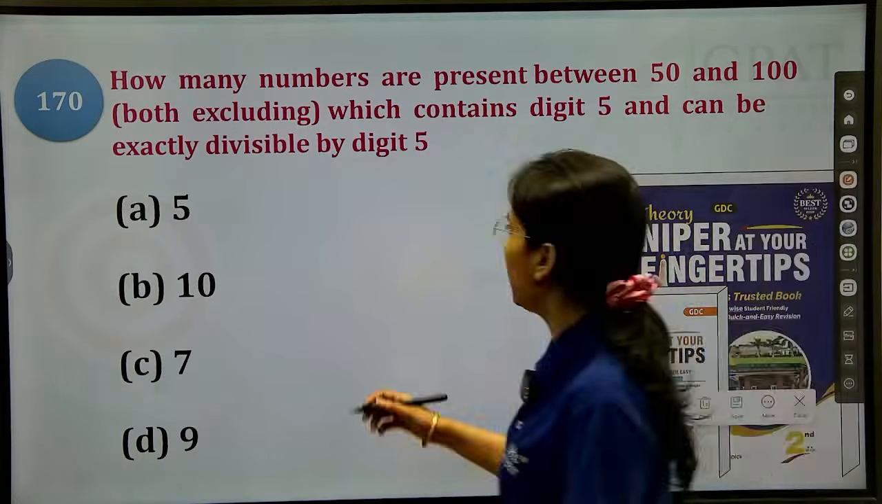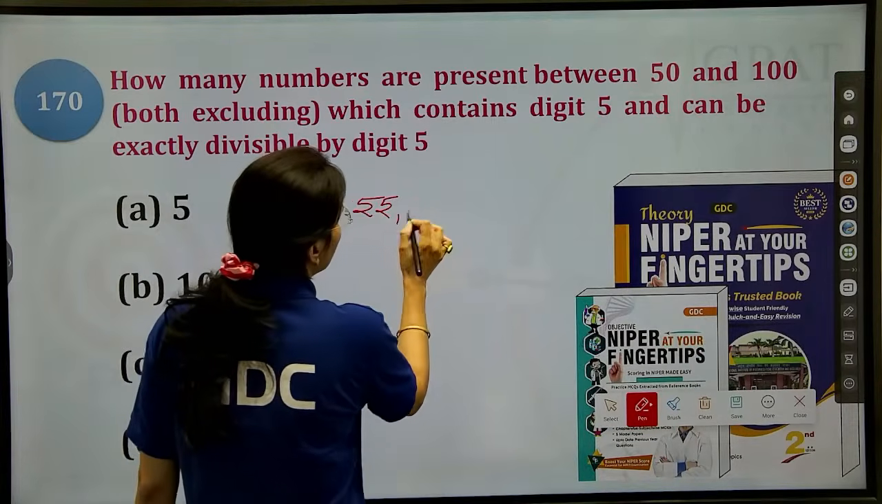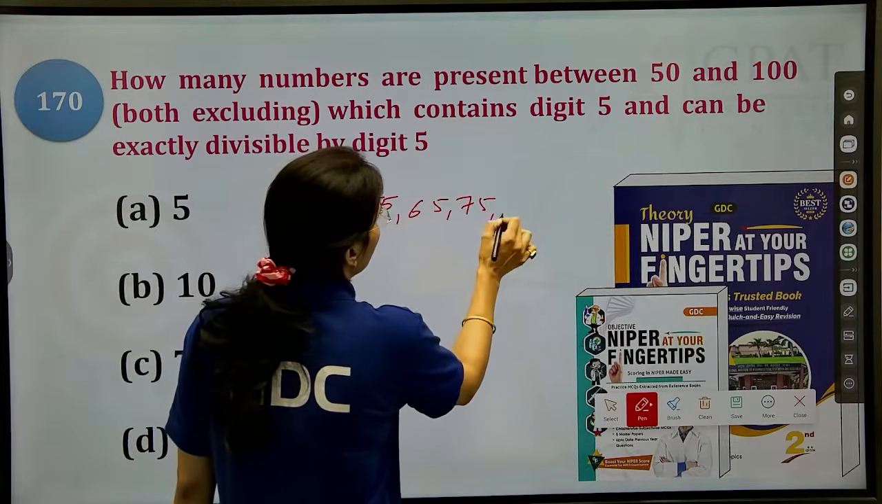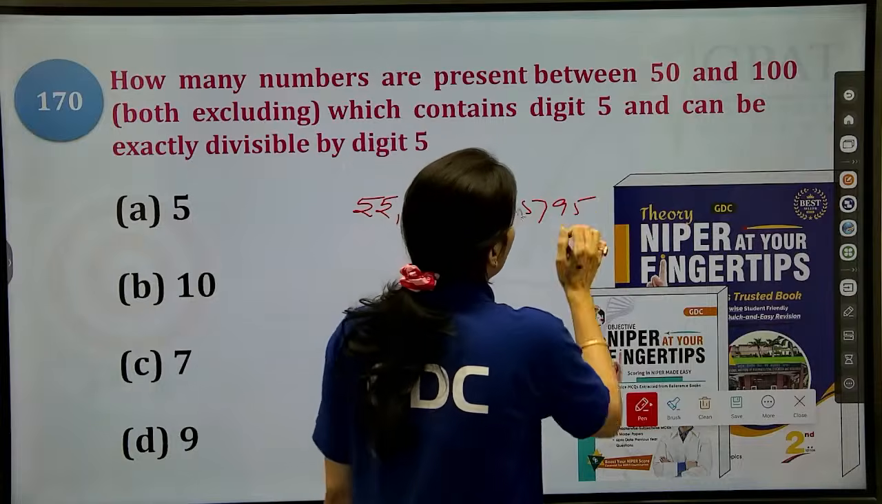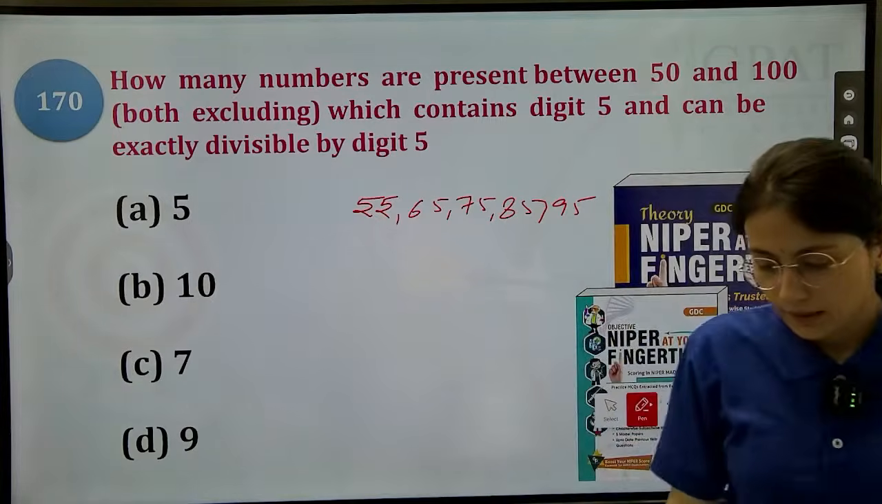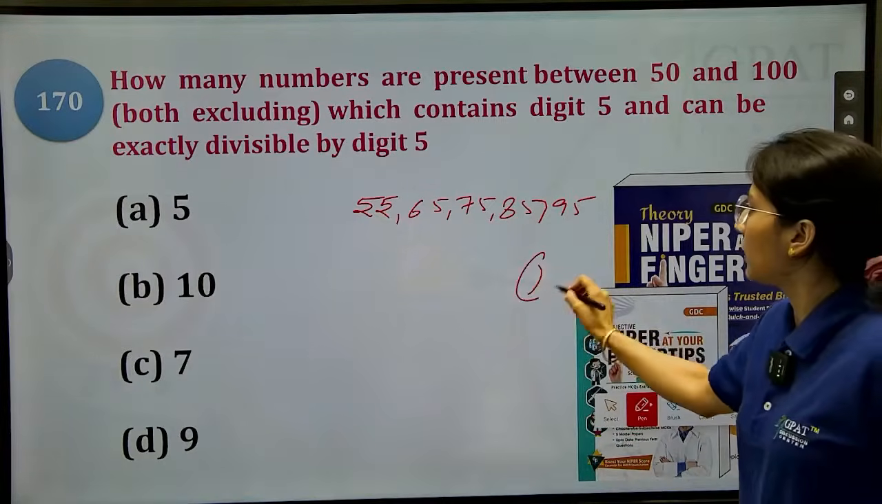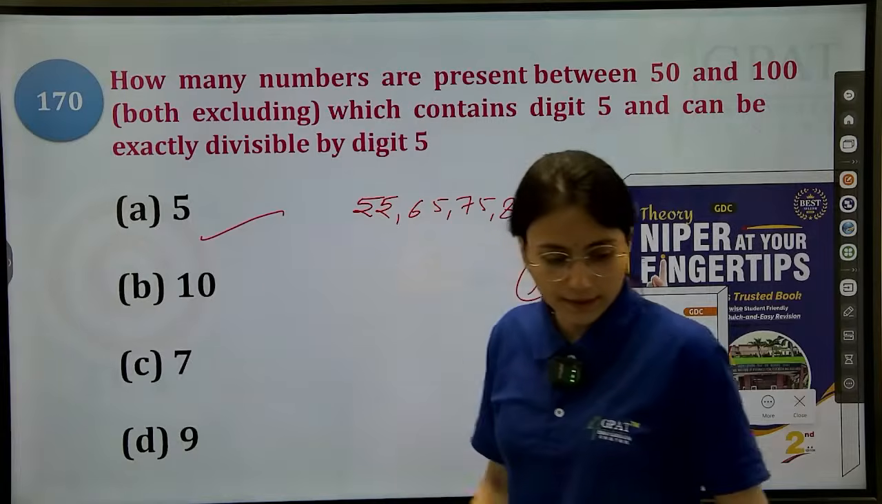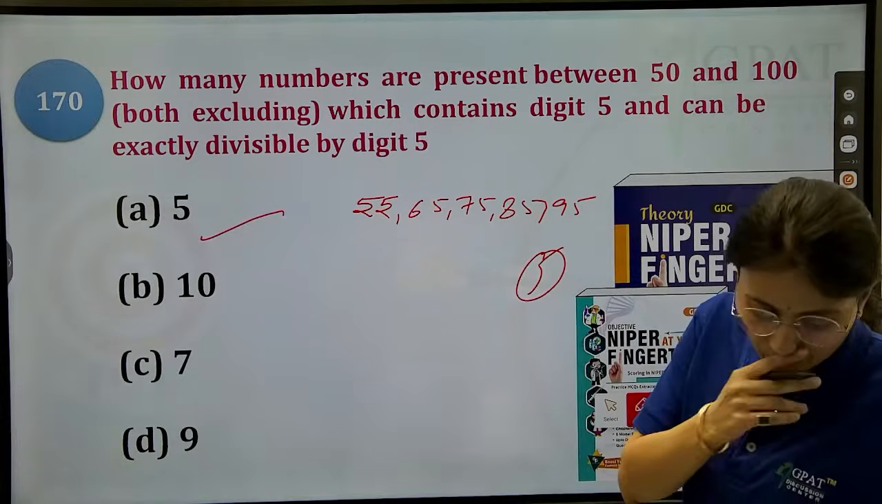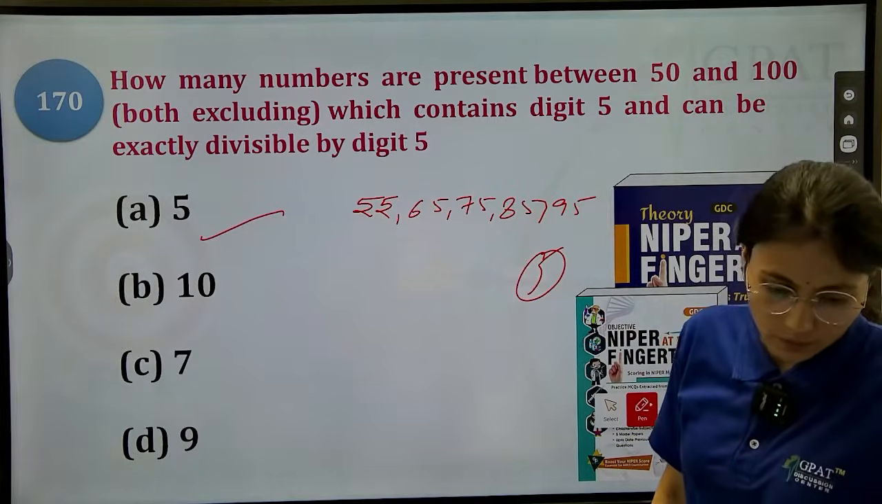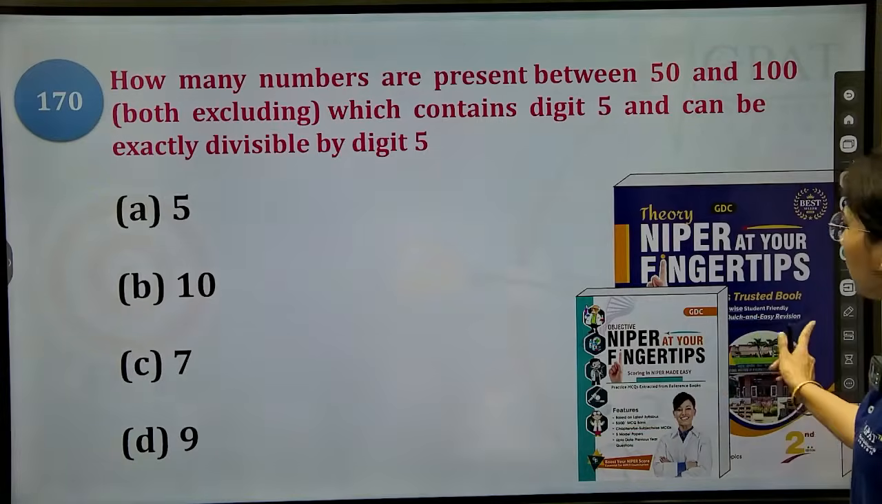So the numbers are 55, 65, 75, 85 and 95, which are divisible by what? That is 5. So the answer is 5. Option A is correct. Yes, 5. Option A is correct. Very good. Now move to the next question.